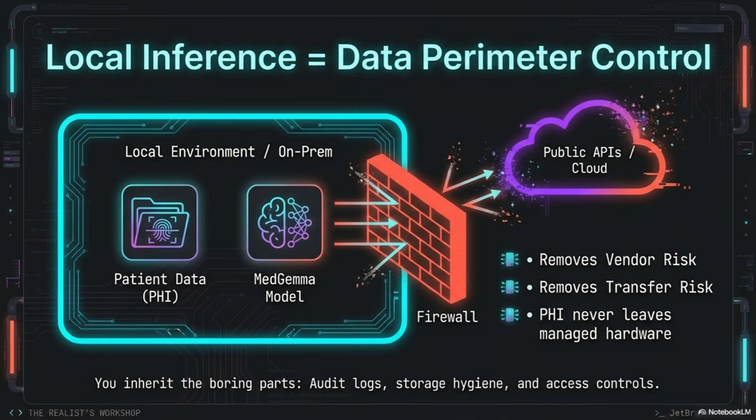So how does running inference locally actually help our compliance efforts? It gives you complete control over the data perimeter. If you run MedGemma 1.5 on your own managed hardware and ensure that protected health information, PHI, never leaves your secure environment, you eliminate the massive vendor and transfer risks that come with sending data to an external API. But that control comes with enormous responsibility. It does. Which brings us to the practical checklist for anyone prototyping.